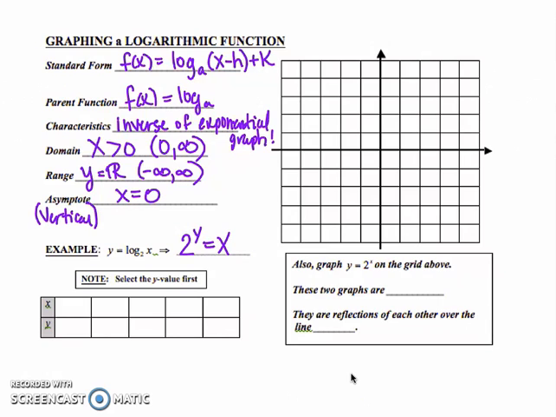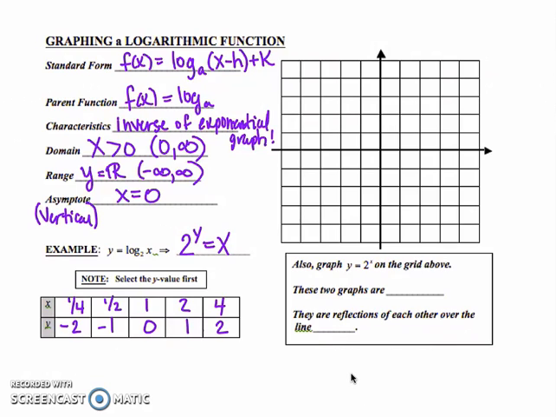So I'm going to choose my fav 5, but I'm going to choose them as my y values. So -2, -1, 0, 1, and 2. And when I plug these in, 2 to the -2 will be 1/4, 2 to the -1 is 1/2, 2 to the 0 is 1, 2 to the first is 2, and 2 squared is 4.